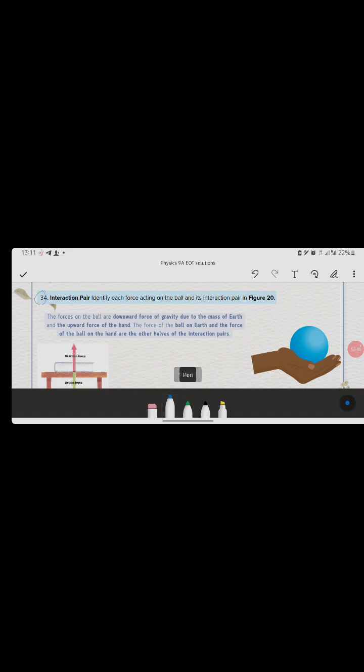First is 34, interaction pair. Identify each force acting on the ball and its interaction pair in figure 20. If you remember, for the interaction pair, I explained there must be a symmetry. Like if it is FAB, it should be FBA. And another thing, there must be two different objects to form an interaction pair, correct? So here, for two different objects, the forces on the ball are the downward force of gravity due to the mass of earth.